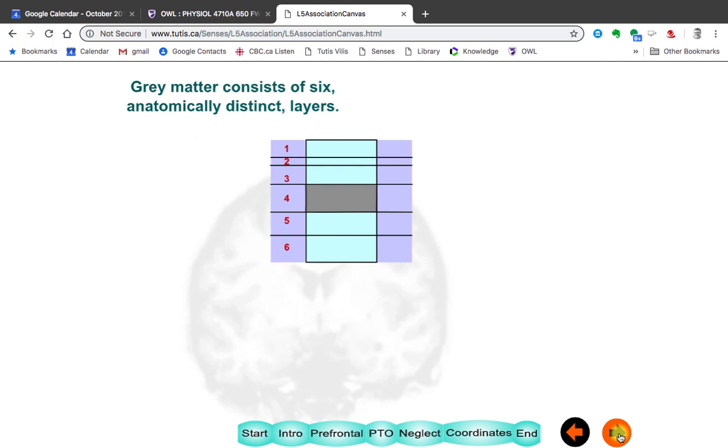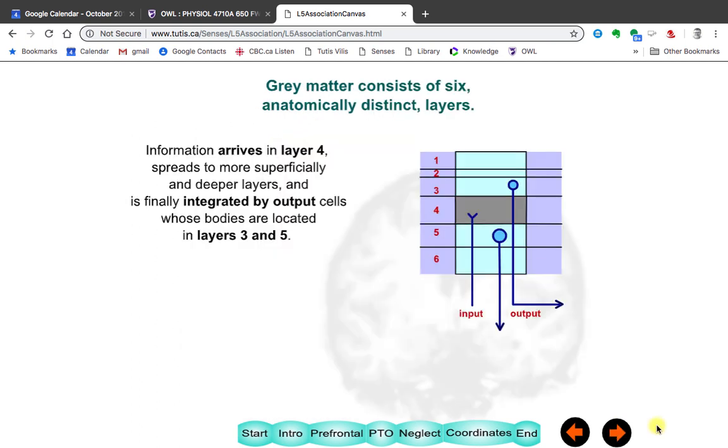So going back to the second lecture, you remember that you have gray matter, and it consists of 6 layers, 1 at the top, 6 at the bottom, and that information enters through layer 4, and it exits through layers 3 and 5. So we haven't seen that before. These 2 layers are where the output comes from. And in between, it has a lot of connections and makes a lot of decisions and stores a lot of memories.